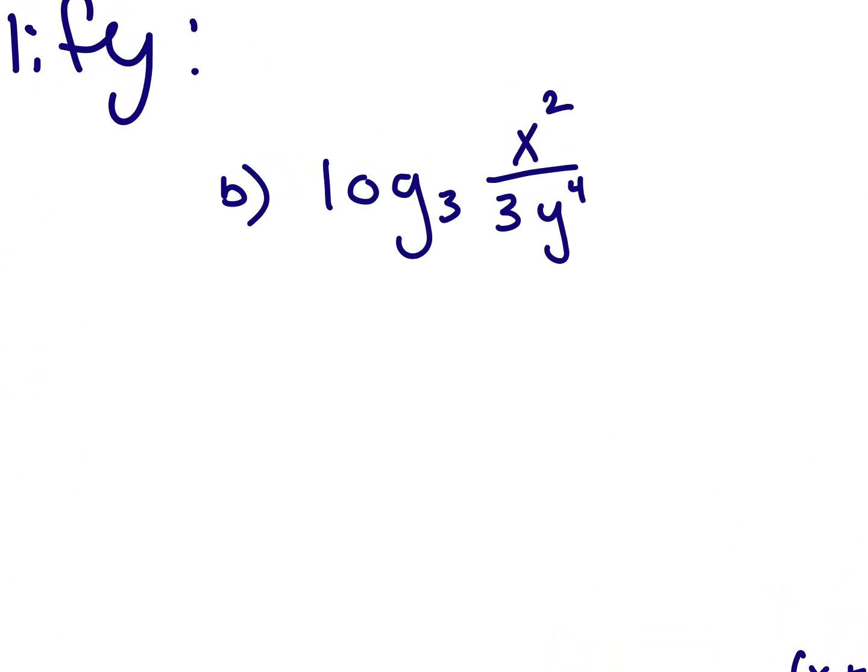So with B, we have division and multiplication going on here, but we have to be careful. Anything on the top gets a plus sign. Anything that we're dividing on the bottom is going to get a minus sign. So here we have log base 3 of x squared. Then because 3 and y to the 4th power are on the bottom, they're both going to get a minus. So minus log base 3 of 3 minus log base 3 of y to the 4th power.